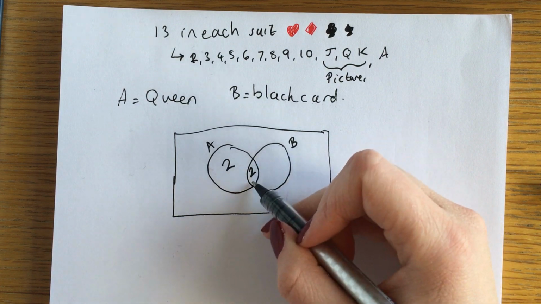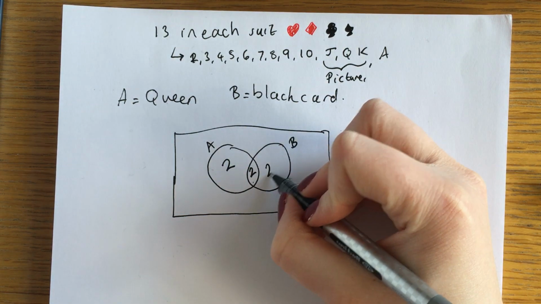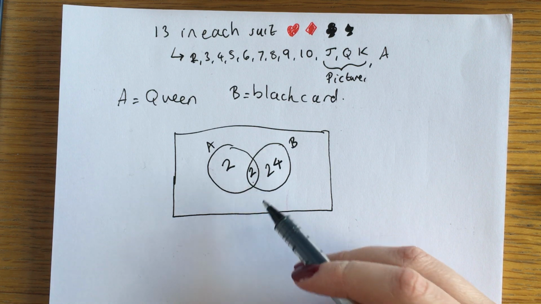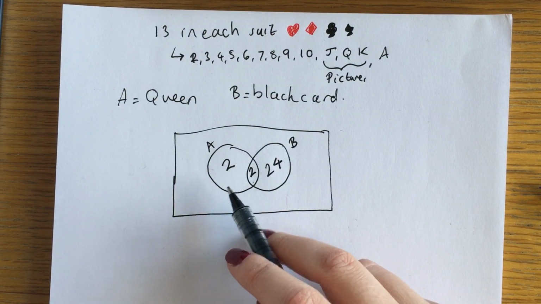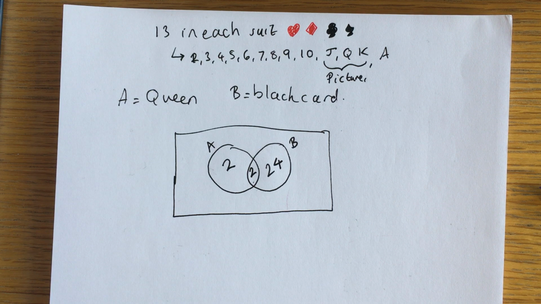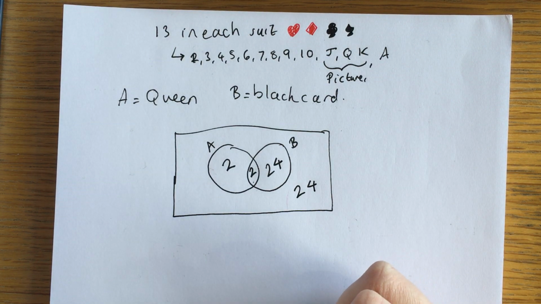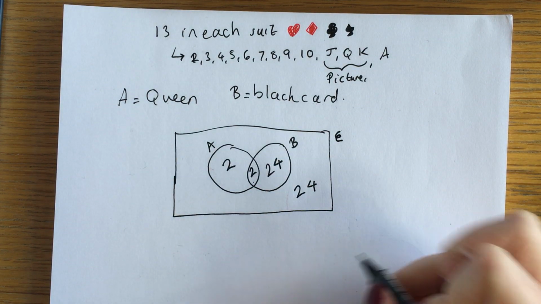There are 26 black cards because there's 13 in each suit. So there's 13 in this suit and 13 in this suit. So there are 24 that are black only but are not also a queen. This in total has got to be 52. So here we've got 28. I really can't be bothered to use my brain right now. So there's 24 cards that are not either a queen or a black card. Always check that your thing adds up to 52 because this is obviously our universal set. Okay.